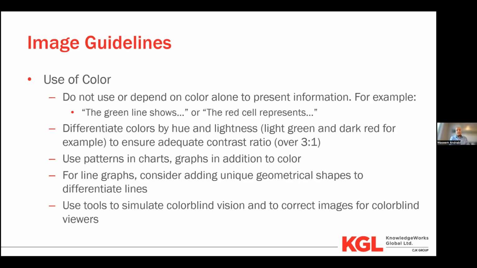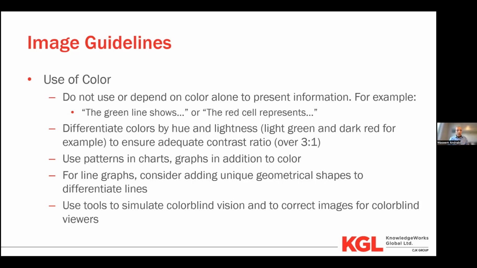Use of color is very important as well. Obviously, the guideline can never be don't use color to differentiate things on an image, but let's not use color alone to present information. Even within text, one of the things that we have to do many times when we are looking at a product from an accessibility perspective is to even read the narrative text to see if only color is being used to present some information. For example, when something says the green line shows, or the red cell represents blah blah blah, those are items that we need to stay away from.